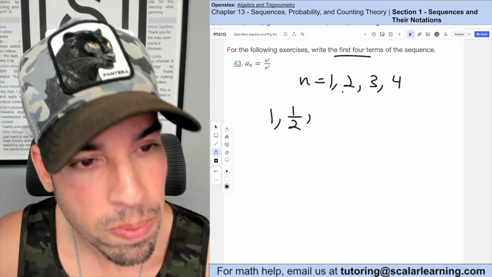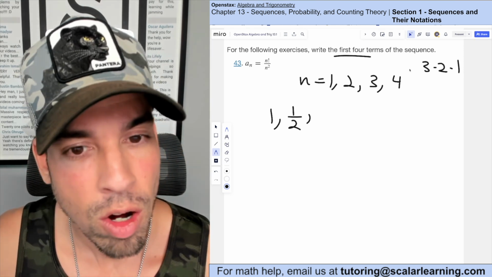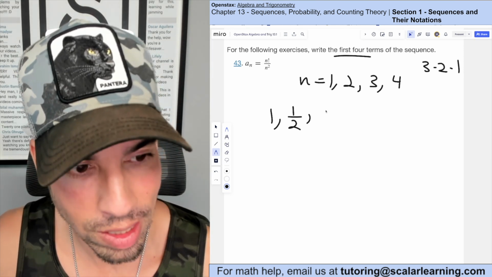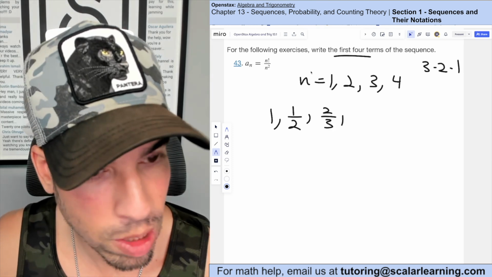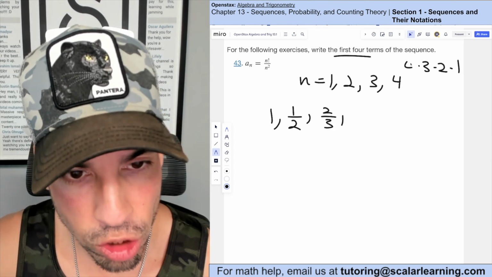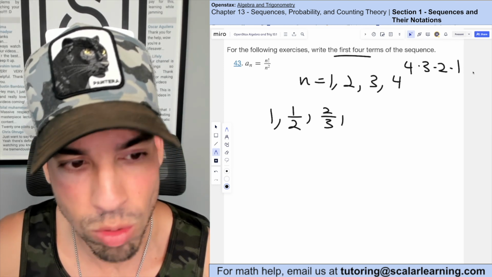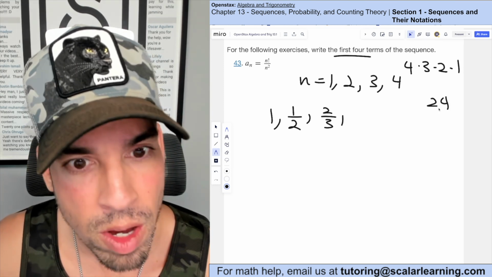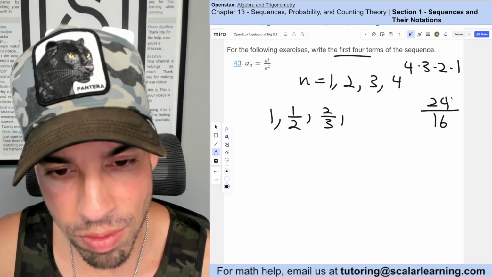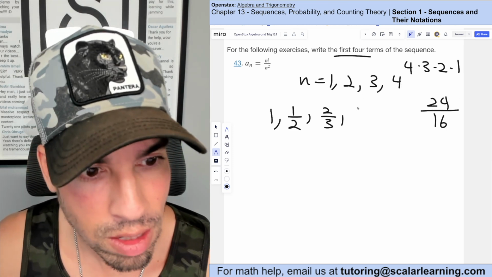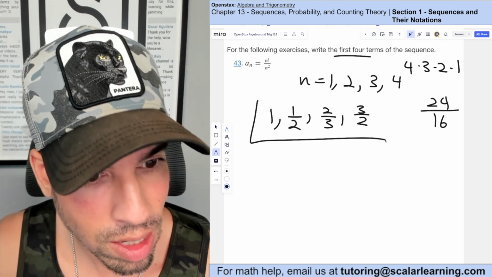Now what about 3? 3 factorial is 3 times 2 times 1. That's 6 over 3 squared, which is 6 over 9. That simplifies to 2/3. Last but not least, plug in 4. 4 factorial, we just throw a 4 on the beginning, and then it's still that same countdown. 4 times 3 times 2 times 1 is 24 over 4 squared, which is 16. And that simplifies as well. Divide top and bottom by 8 to 3 over 2, similar to 2/3. But anyways, that's how you do it.